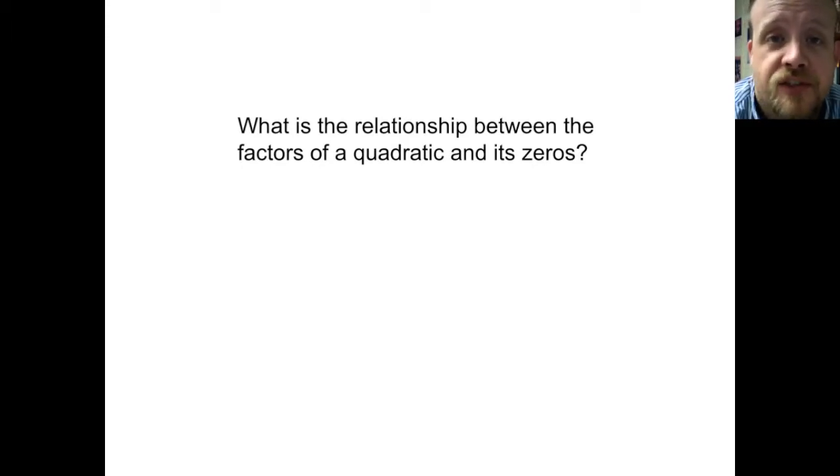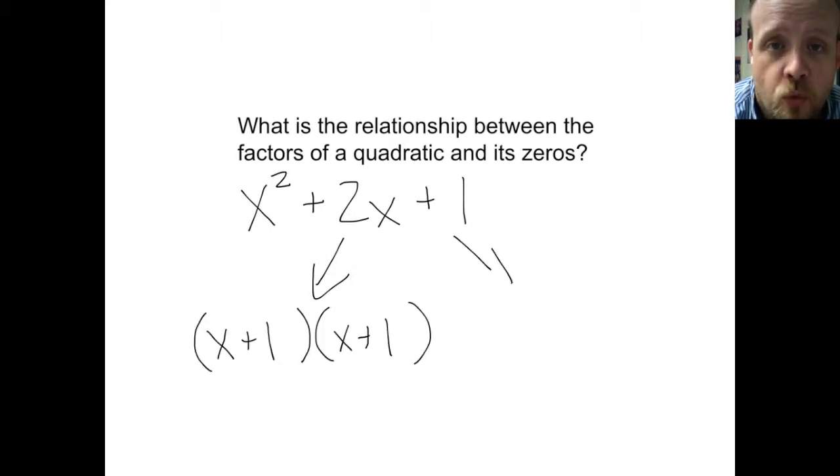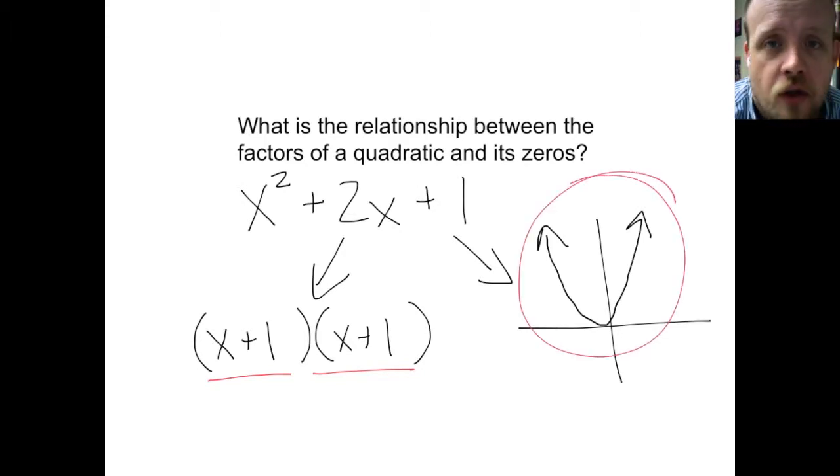For example, if you had some problem, say x squared plus 2x plus 1, and you were to do two things. First, you were to factor it and get x plus 1 parentheses x plus 1, and secondly, you graphed it and got this little graph. Our goal is to see what the relationship is between those factors on the left and the graph and its zeros on the right. So let's jump into it by looking at a couple of examples.